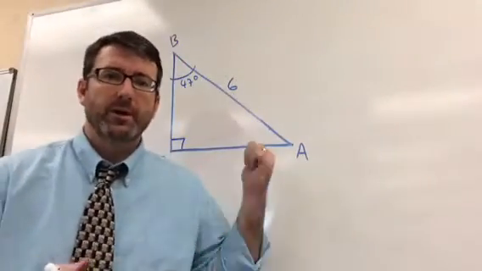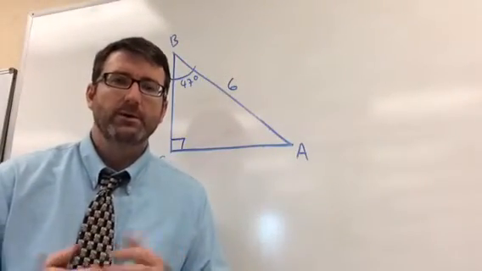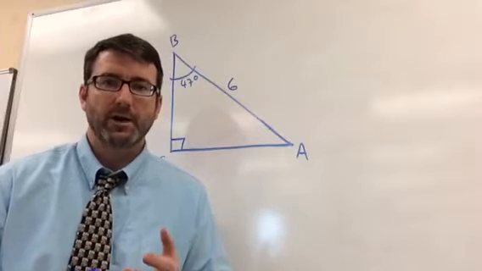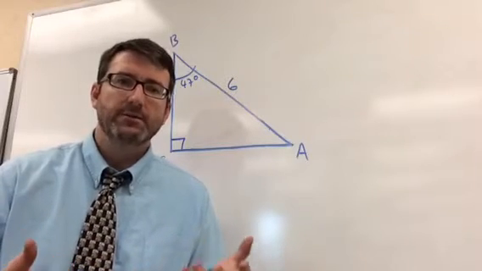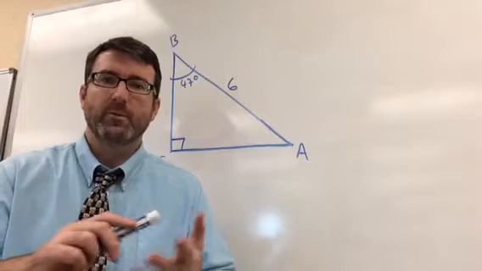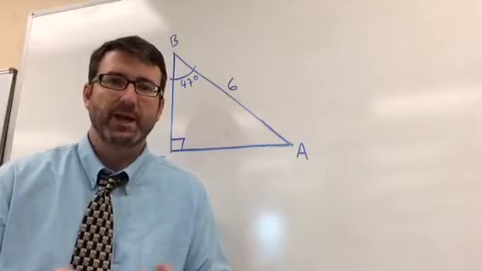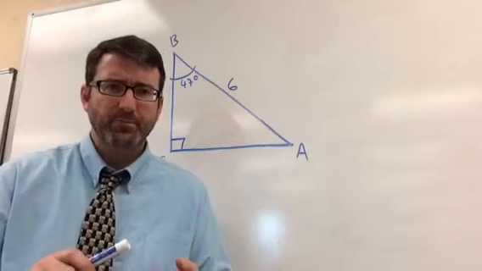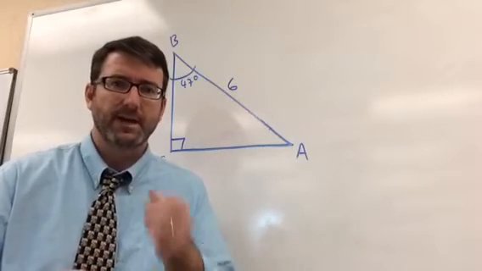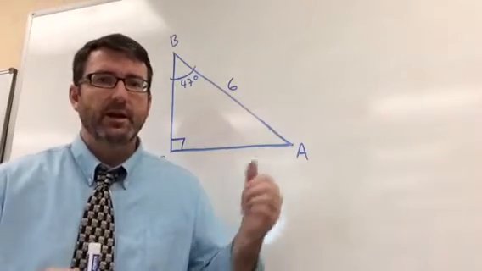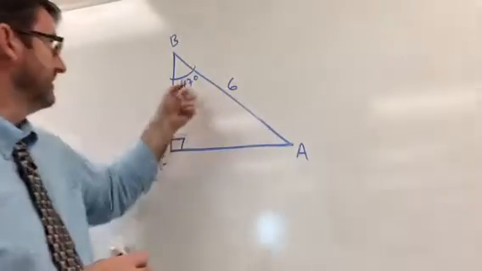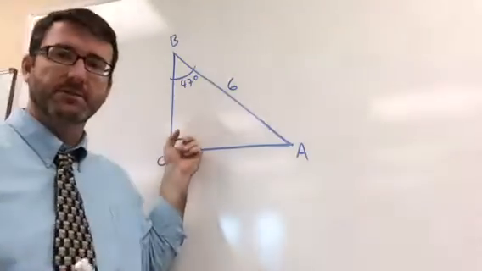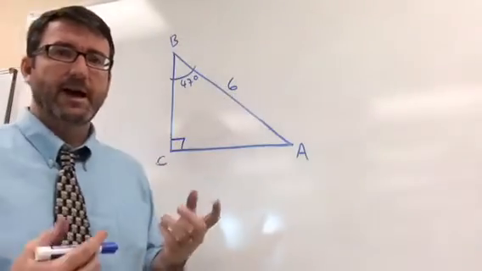All right, so for number one, we're given this triangle, and we're told to solve the triangle. What we mean by solve the triangle is we want to find every piece of information we can. We want to find the measures of all three angles, and we want to find the lengths of all three sides. So here we're given two of the angle measures, 47 degrees, and of course this is a right triangle, so this angle is 90 degrees.